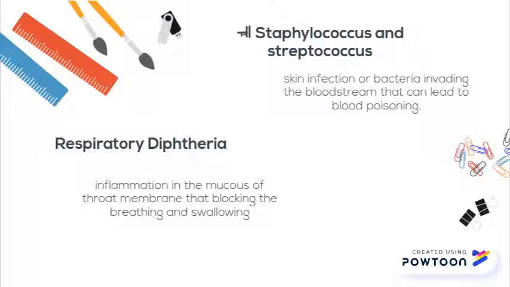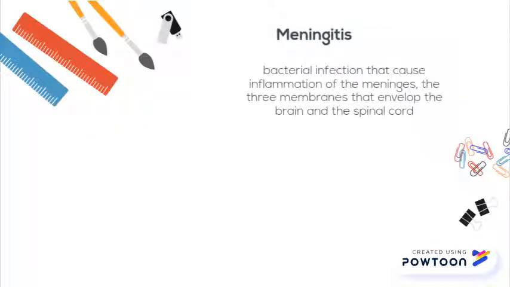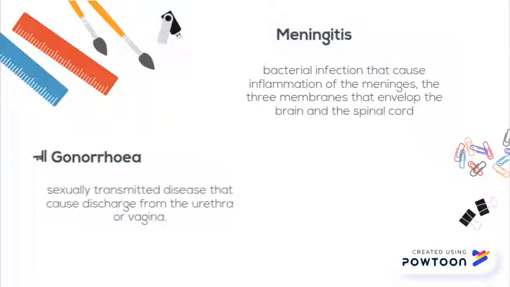Respiratory diphtheria. This is the inflammation in the mucus of the throat membrane, which stops a person to breathe and swallow. Meningitis is a bacterial infection which causes the inflammation of the meninges, which are the dura mater, arachnoid, and the pia mater. These are the 3 membranes that envelope the brain and the spinal cord. Lastly, gonorrhea. This is a sexually transmitted disease that causes discharge from the urethra or vagina.